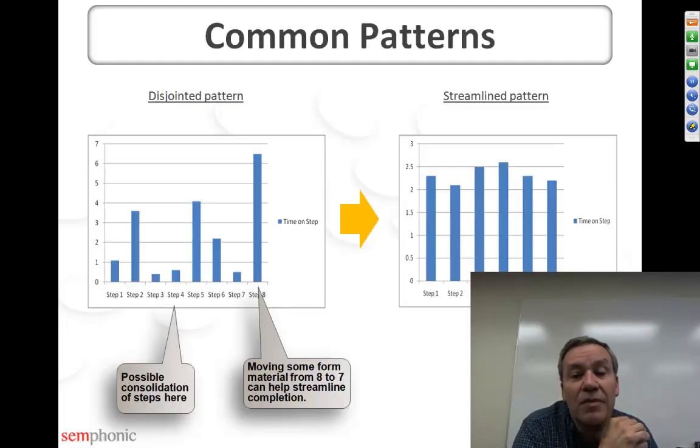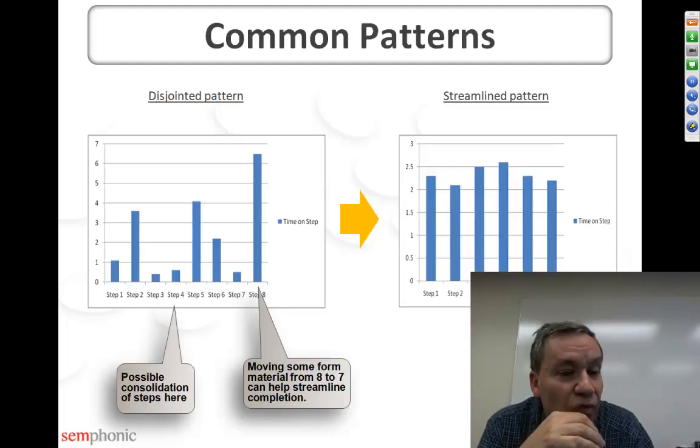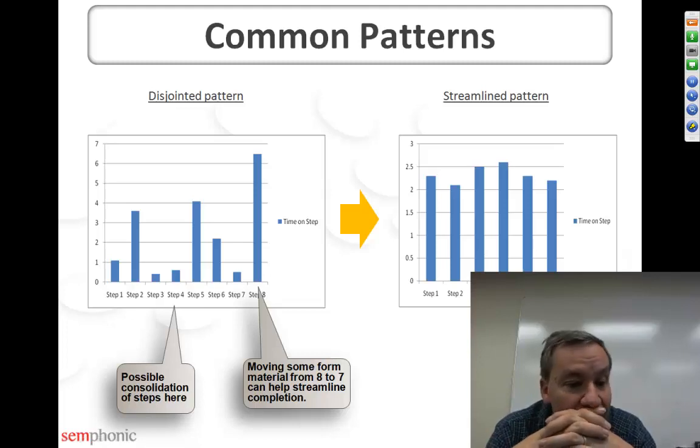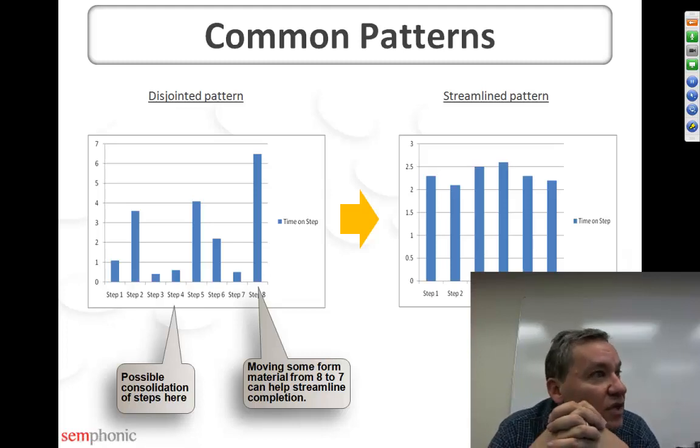So just some common patterns here, from form consolidation, and something to look at. I see a lot of forms that fall across both of these. The thing is, if you see a very disjointed form in terms of the amount of time it takes from step to step to step, there may be more opportunities to consolidate it.